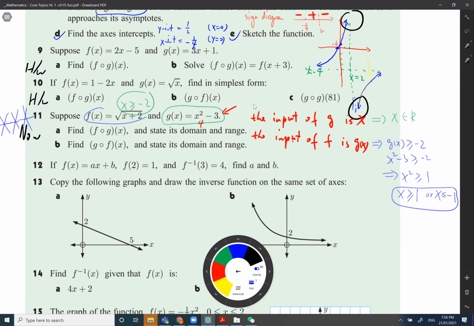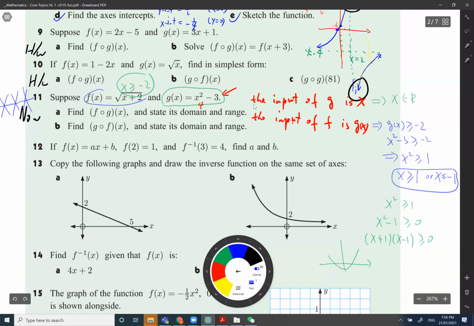Let's check again. x squared bigger than or equal to 1 is the same as x squared minus 1 bigger than or equal to 0, same as (x plus 1)(x minus 1) bigger than or equal to 0. This graph looks like here. Which part gives you bigger than or equal to 0? Here and here. This part is x bigger than or equal to 1. This part is x less than or equal to -1. The first condition doesn't matter, no condition really. That's why the final answer is x bigger than or equal to 1 or x less than or equal to -1.